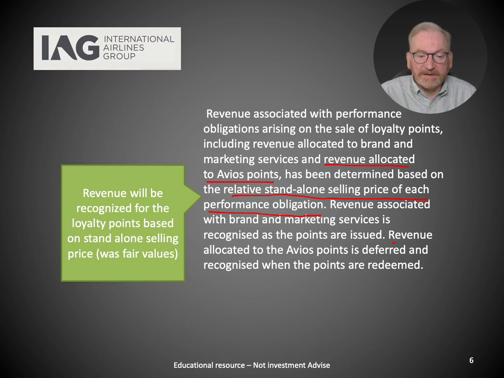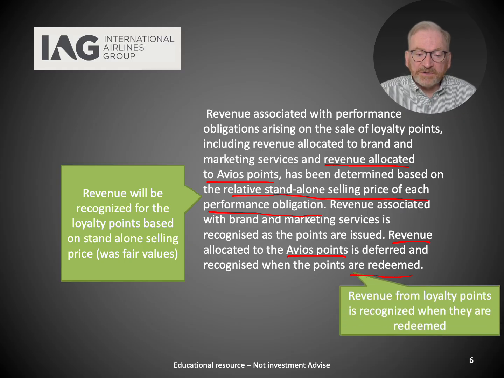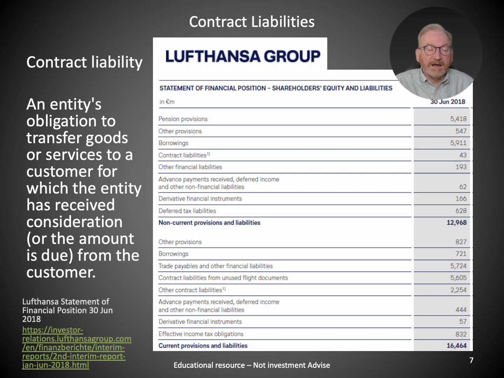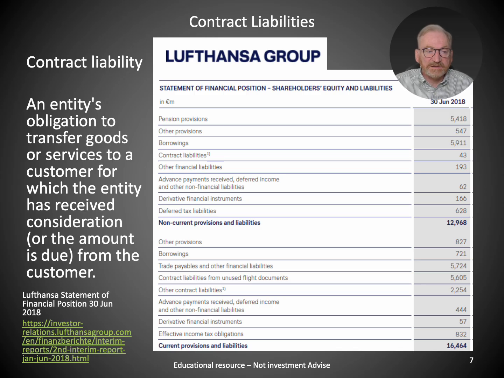And they say down here that revenue allocated to the Avios points is deferred and recognized when the points are redeemed. So that's my point from the last slide, that you've got to wait until the customer actually gets the benefit from the points to recognize the revenue. Now, the upshot of this is that you're going to have a lot of contract liabilities on the balance sheet of an airline. And we're switching over here to the Lufthansa group, the German airline. And let's just remind ourselves what a contract liability is.